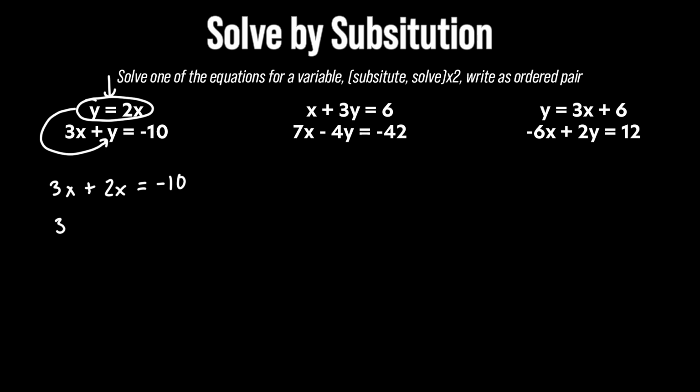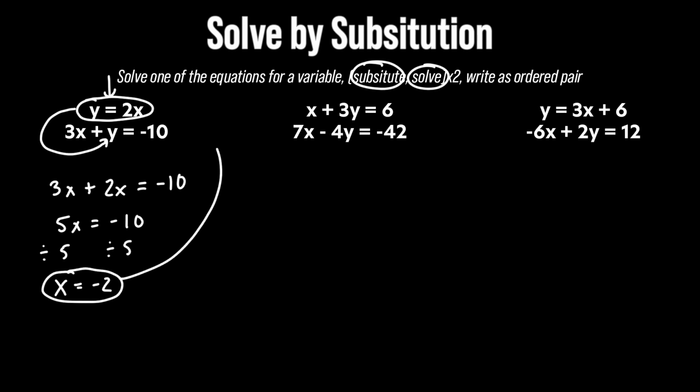Now we can add these together and we get 5x is equal to negative 10. Divide by 5 and we get x is equal to negative 2. Now we're not done here yet. We still want to solve for the value of y. So right now we've substituted and solved once. Now we need to substitute and solve one more time. So we take this value of x, plug it back into the original equation for x. So we get y is equal to 2 times this value here, which is x, which is negative 2. So we're going to get negative 4. So our end solution is y is equal to negative 4.